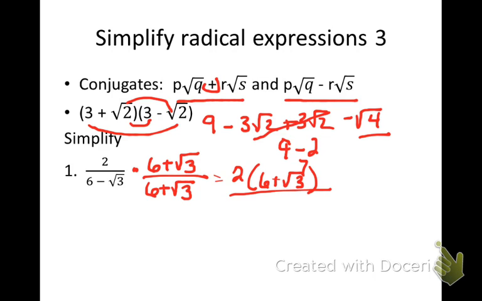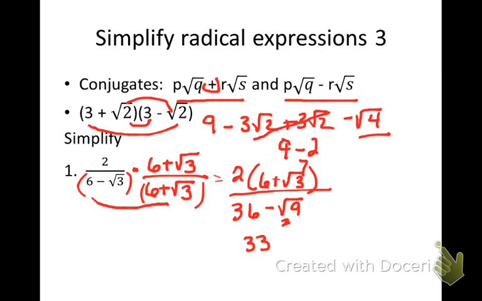And down here, what happens when I multiply these two using the FOIL method? Well, 6 times 6 is 36. Remember, my outside would be 6 times the square root of 3, and my inside would be negative 6 times the square root of 3, so those are going to be gone. Minus the square root of 3 times 3, 9, or if you just want to put 3 squared, you can. So this becomes 36 minus 3, or 33 on the bottom.